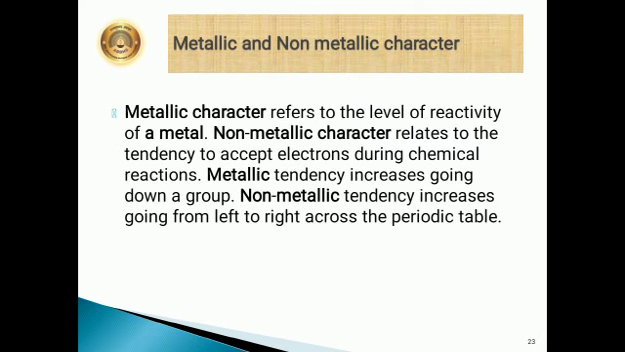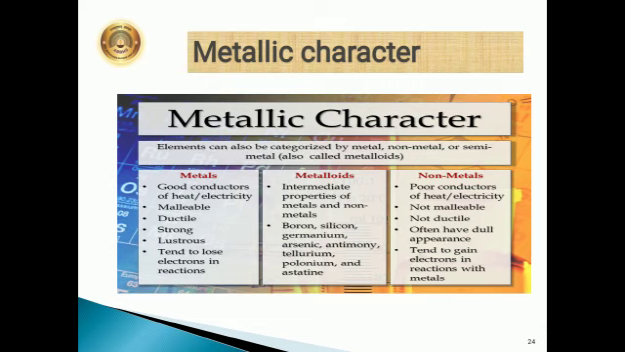In more detail, metallic character refers to the level of reactivity of a metal, and non-metallic character relates to the tendency of accepting electrons. Metals lose electrons, and non-metals accept electrons. Metallic tendency increases down the group, and non-metallic tendency increases from left to right. Now again a small revision of metallic characters. Elements can be categorized, as we have already studied, into metals, non-metals and semi-metals or metalloids. The properties of metals, metalloids and non-metals are given.